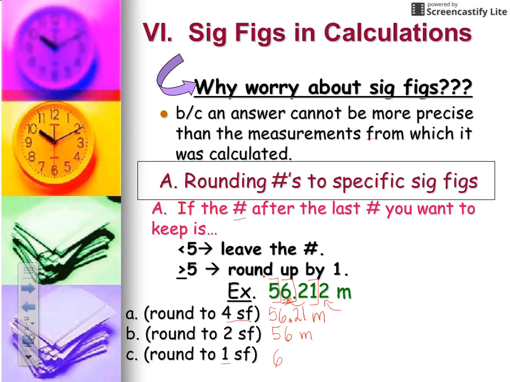And of course, we would never round 56 to just 6. So what we have to remember is we need to put our 0 for our placeholder here. The rule for trailing zeros, which is what this is, is that they do not count unless you put a decimal. So as long as you don't put a decimal here, that is 1 sig fig. So your answer would be reported as 60 meters.